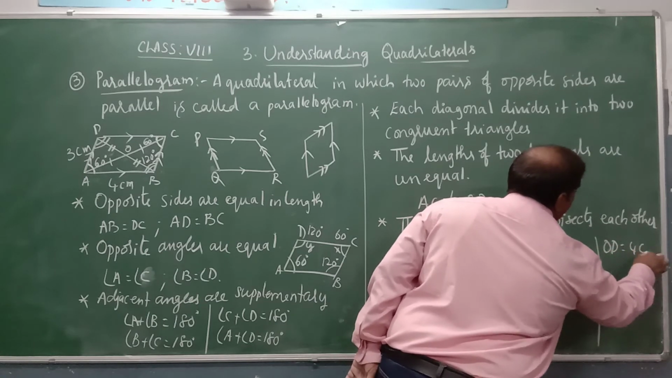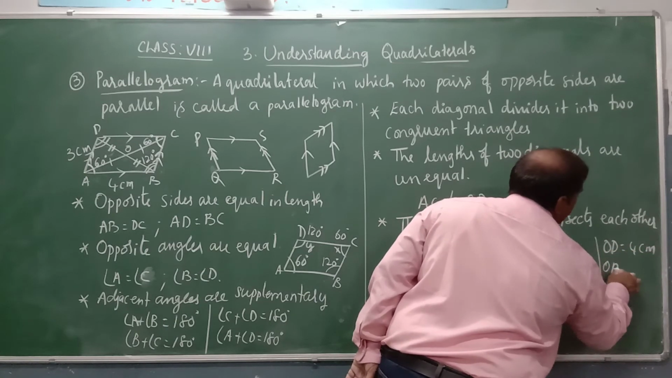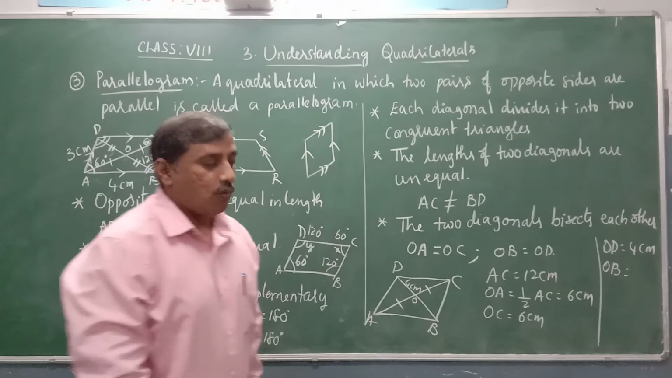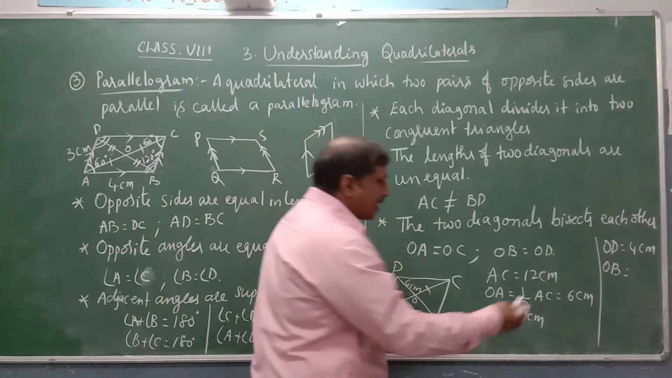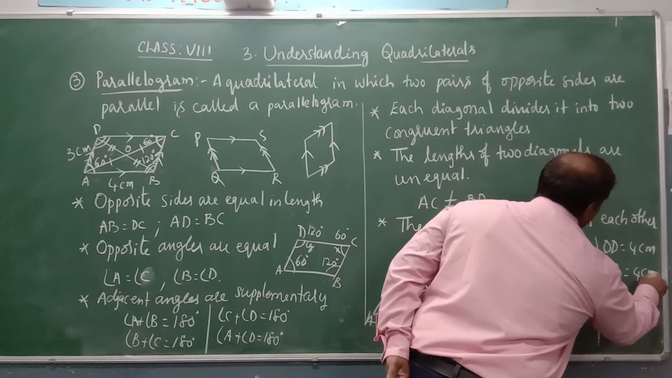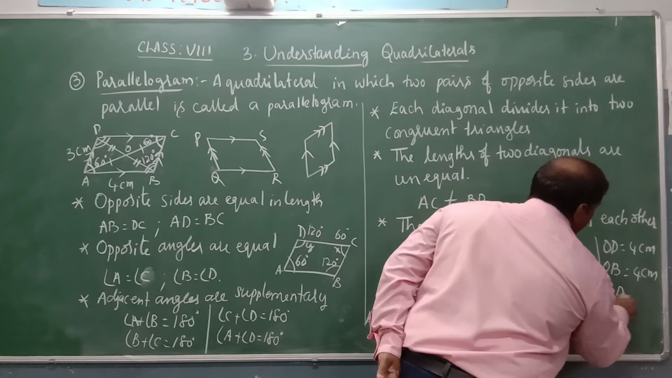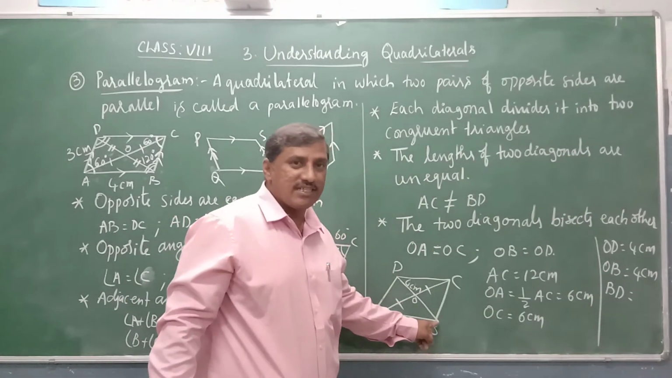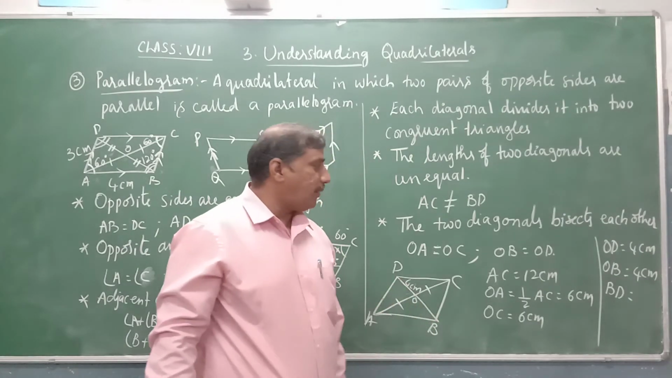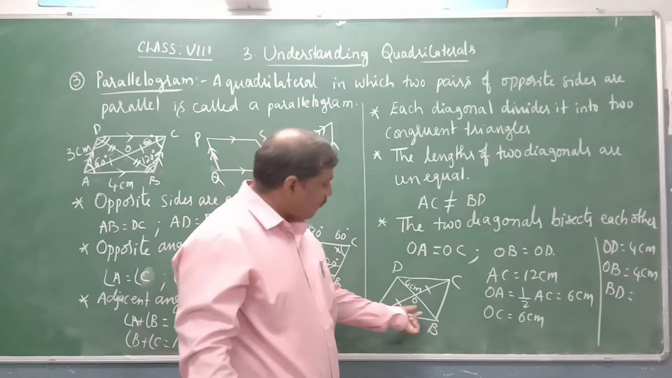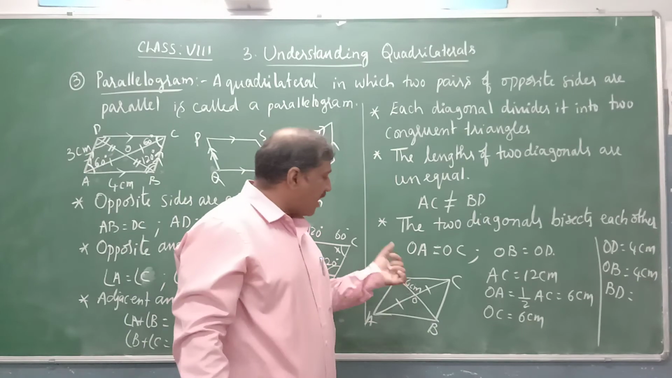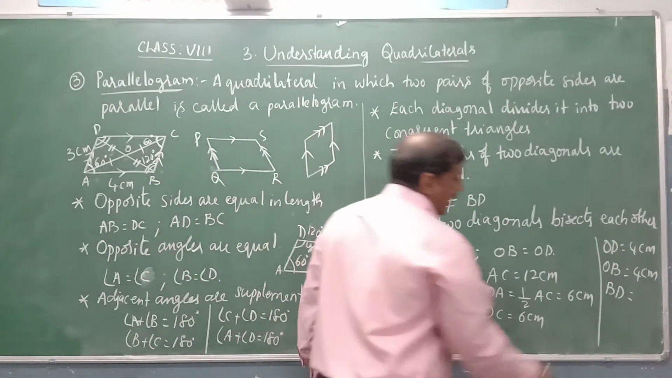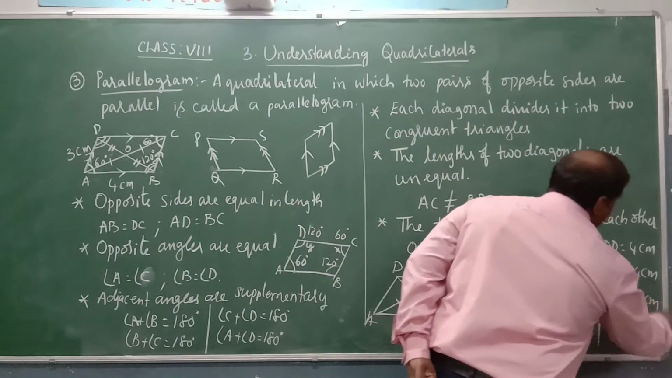OD is 4 centimeters. OB is how much? OB is equal to OD, that is 4 centimeters only. Then how much is BD? BD is the total length of the diagonal, which includes OD and OB. That is 2 times OB or 2 times OD. 2 into 4 is 8 centimeters.